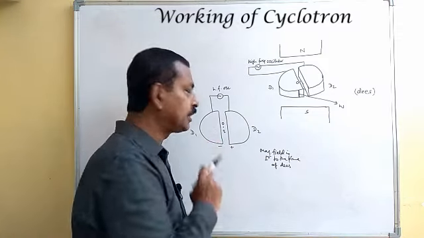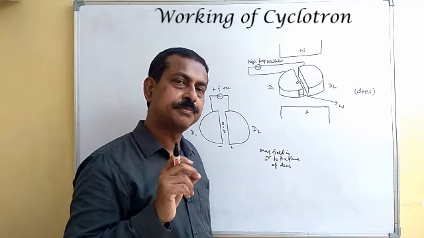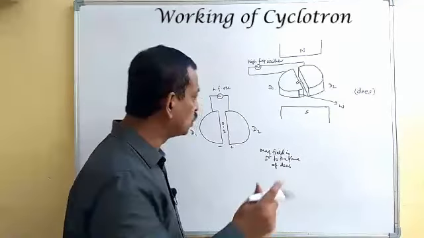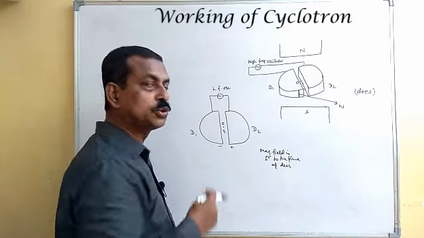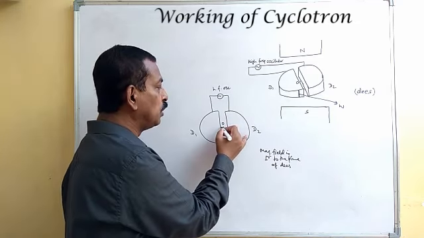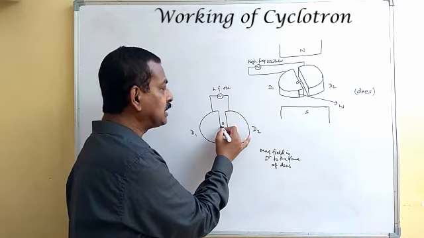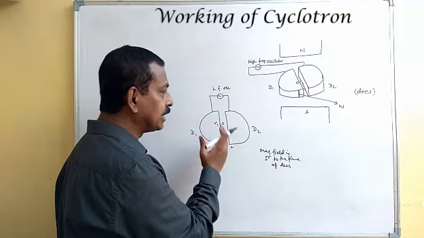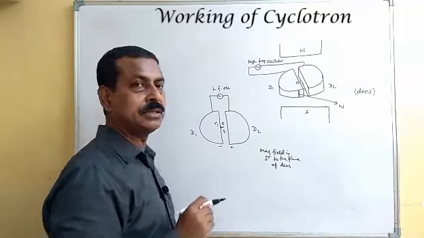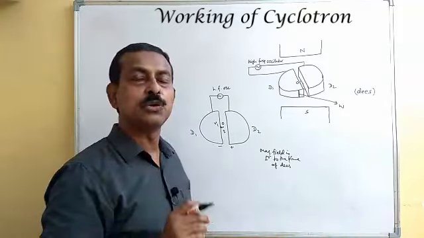So if our released charge is positive, it will experience force in the gap between the two in this direction, say from right to left. So it will move as it will be accelerated due to the electric field. So it will enter one of the Ds, say D1, with velocity, say V1. It has started with zero velocity, gets accelerated and enters inside the D1 with velocity V1.